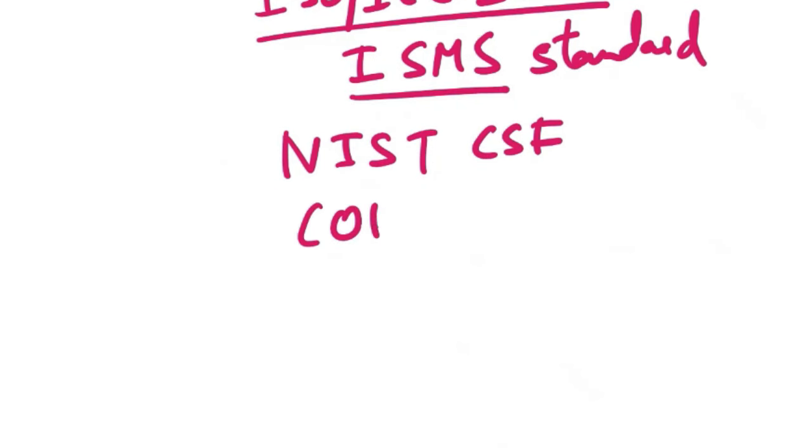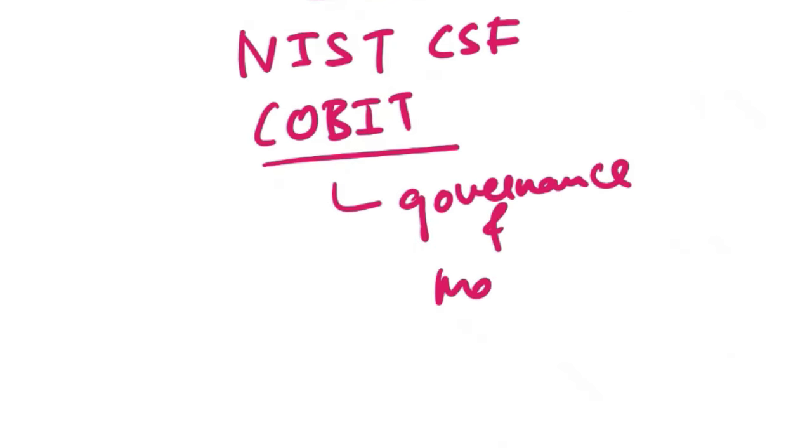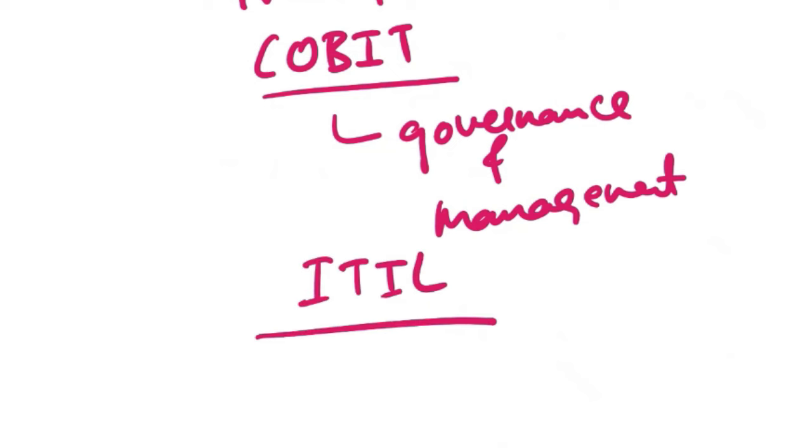And then there is COBIT. COBIT stands for Control Objectives for Information and Related Technologies. This is the framework for IT governance and management. Another common framework is ITIL, which stands for Information Technology Infrastructure Library. This is the framework for IT service management.